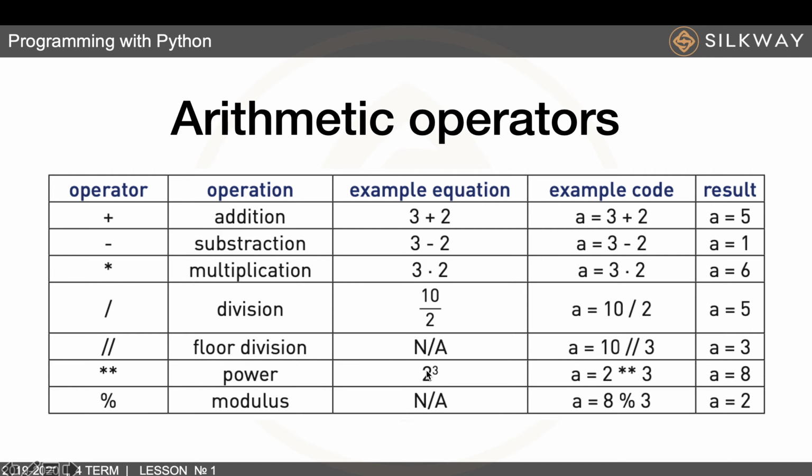So 2 times 2 times 2. Three twos are multiplied by itself, so you will get the result 8. And the last one is modulus.